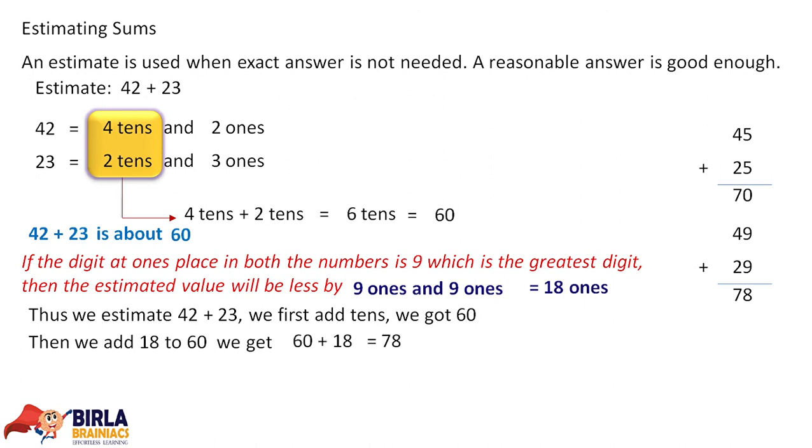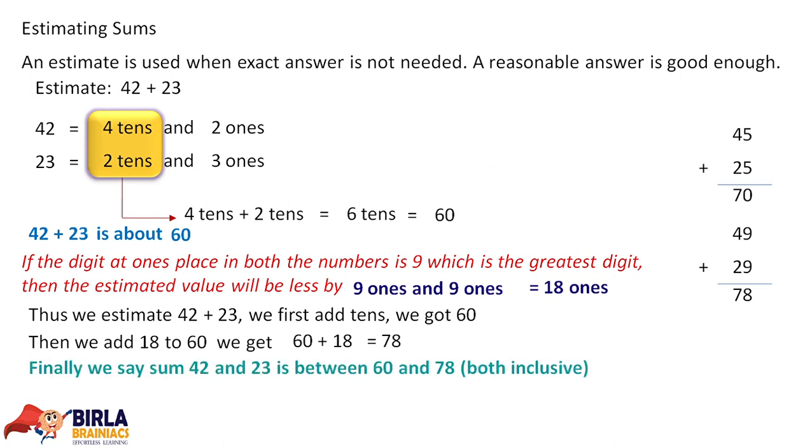So what do we say? We say the sum of the two numbers 42 and 23 is between 60 and 78. The actual sum is 65, and that 65 lies between 60 and 78. Lower value is 60, higher value is 78. Okay, now let us take up one more example of estimating sums.